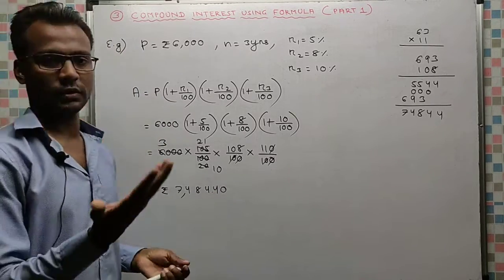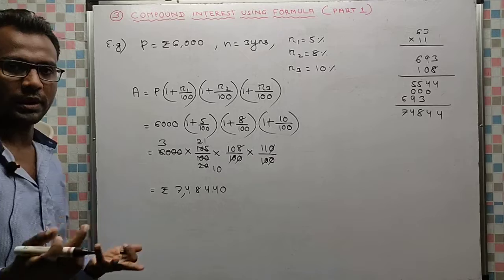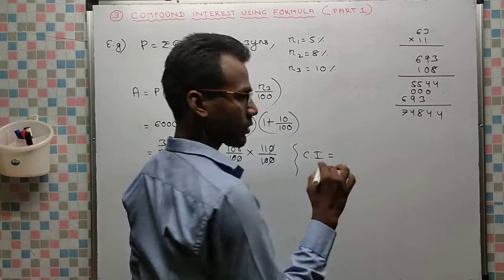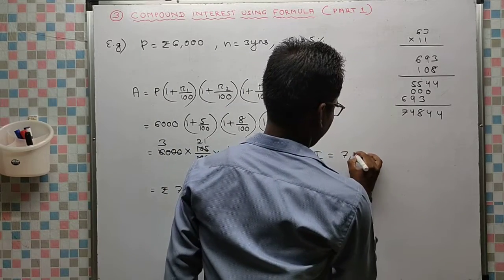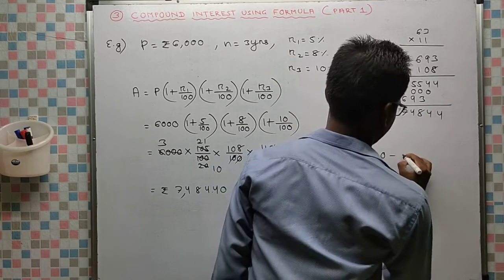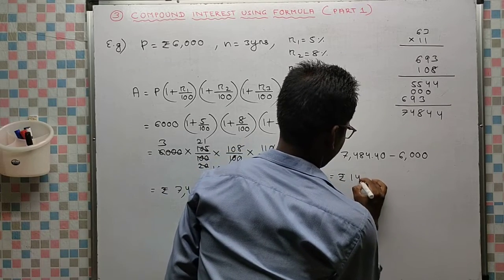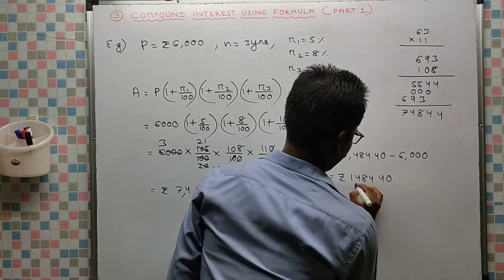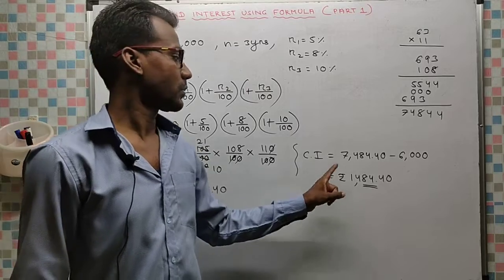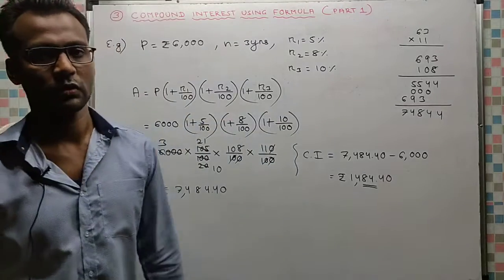This is the amount. Now let us go for compound interest. I told you that you don't need to use formula for compound interest. Simply find the amount, then you will get the compound interest. So CI is equal to amount minus principal. Amount is 7484.40 minus 6000, which will give you 1484.40. So compound interest is equal to 1484 rupees and 40 paise. So this is one example. Let us go for another example.